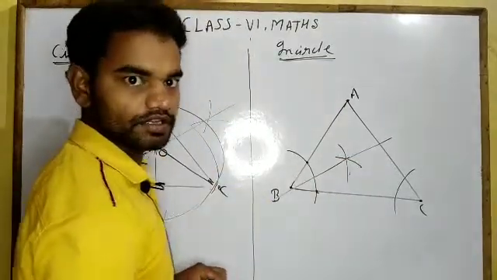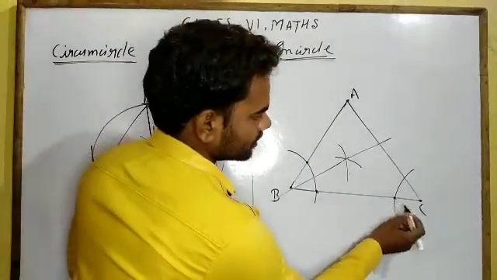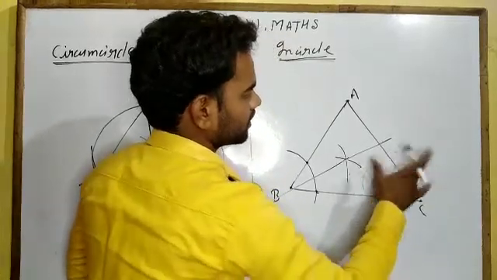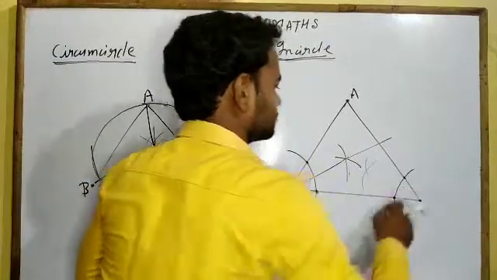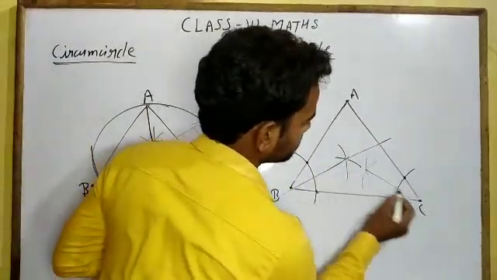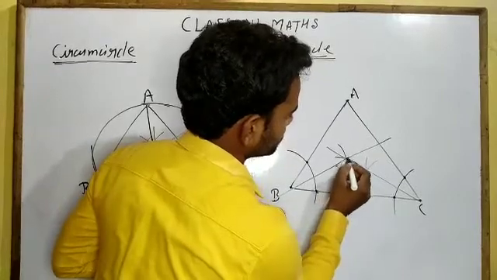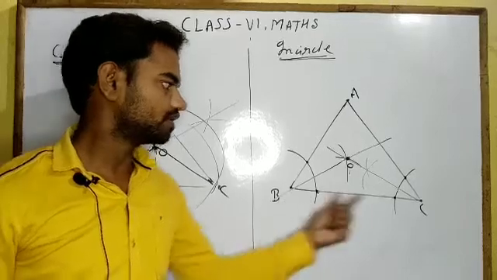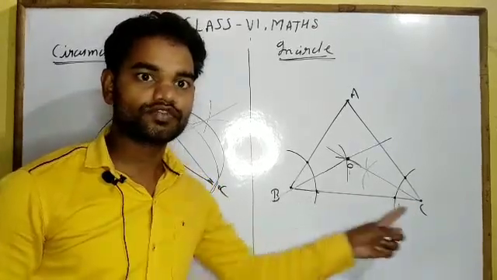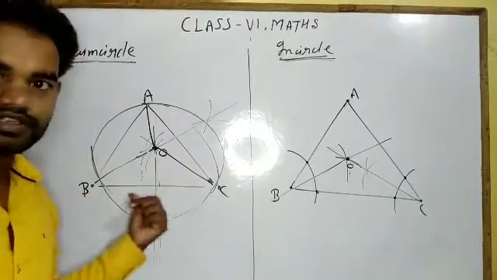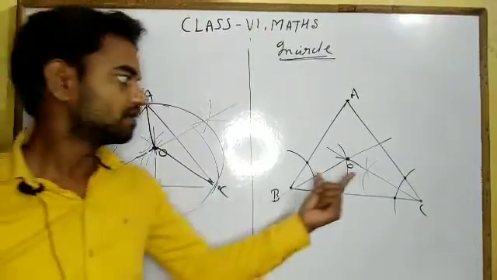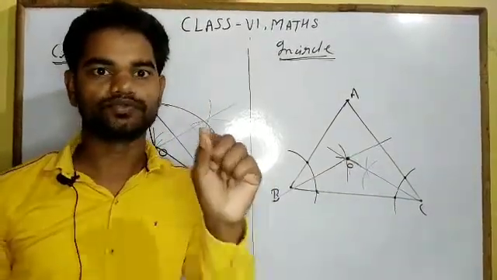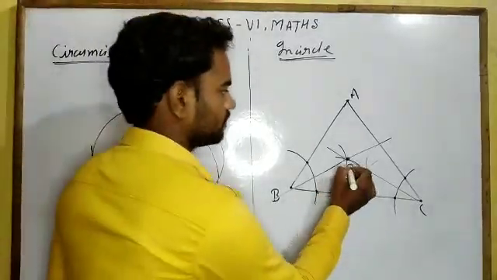Draw it from B. Similarly, taking this point as center, draw an arc like this. Taking this point as a center, draw an arc like this. Both arcs intersect each other. Draw and extend. This is the origin, meaning both the bisectors of angle B and C. This is the bisector of the angle. Both the bisectors intersect each other at the point O. This O is the origin. Now the origin we have found.